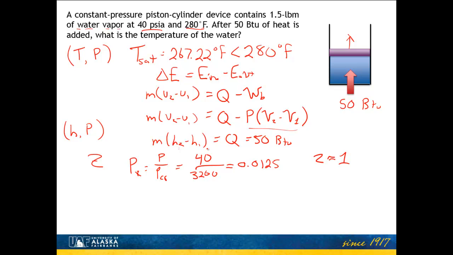So now I can go ahead and take this equation and replace H with the heat capacity, and it's going to be mCp (T2 minus T1), and that's going to be equal to Q, or 50 BTUs. And so now I'm going to be able to solve this equation directly for T2. So let's put our numbers in. 1.5 pound mass. Now I need the heat capacity. It's like the heat capacity of water.